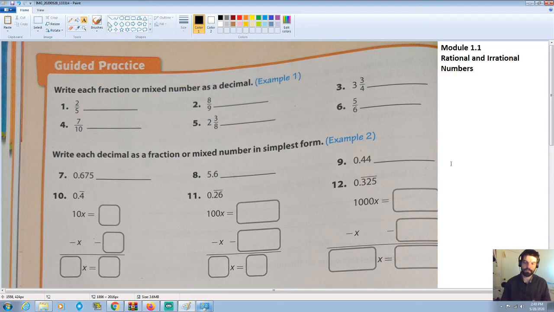approach them from different angles, as some of these topics and concepts have different ways that you can approach them. So this is going to be the first video of this series, and we're going to be looking at each module section individually. So this module is going to be 1.1 on rational and irrational numbers.